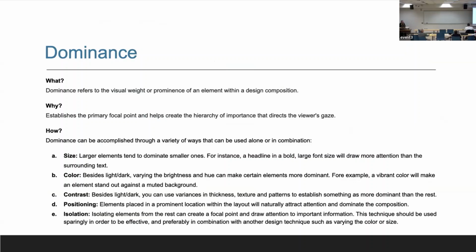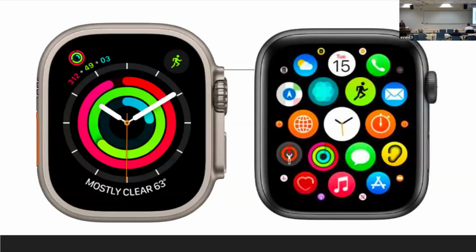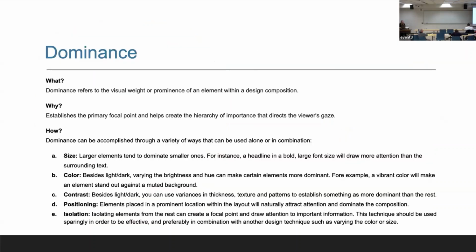And another principle is dominance. That's essential for establishing the focal point, kind of here and in the other examples as well. You want to emphasize the dominant element. And dominance is accomplished in different ways that more often are used in combination, such as size, and we already talked about scale. Other ones are color, contrast, positioning, and isolation. And so we'll look into them.